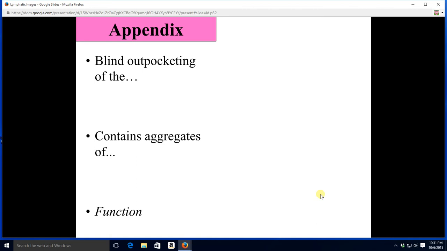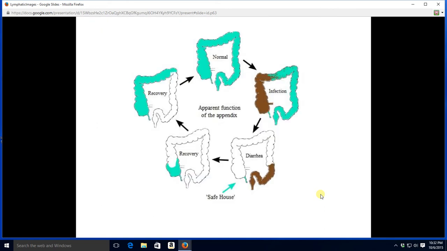A big function of your appendix is to be a reservoir of bacteria. You might ask yourself, why do I need a reservoir of bacteria? Well, remember that bacteria in your gut, in your colon especially, make vitamins, B complex vitamins, vitamin K. They help modulate your immune system. They do a lot of good stuff for you. And it all comes down to pooping.